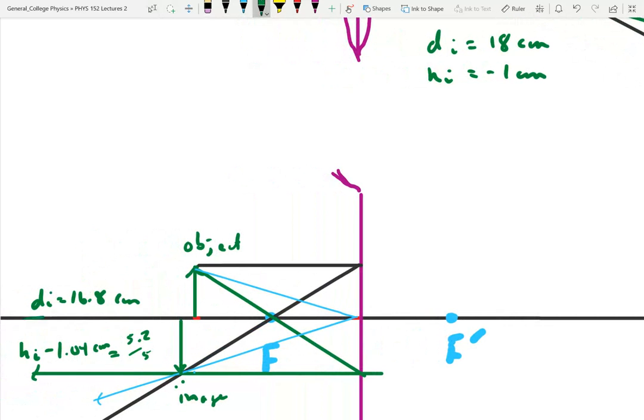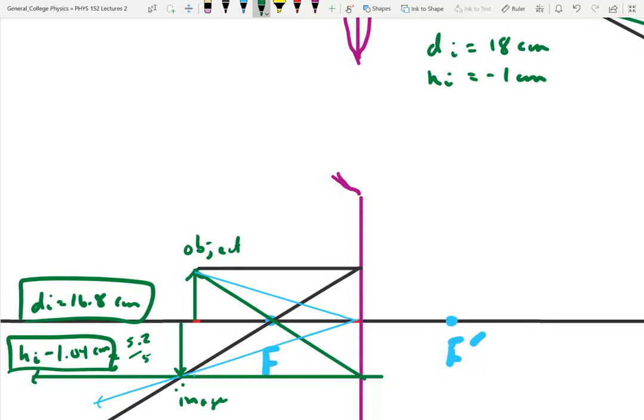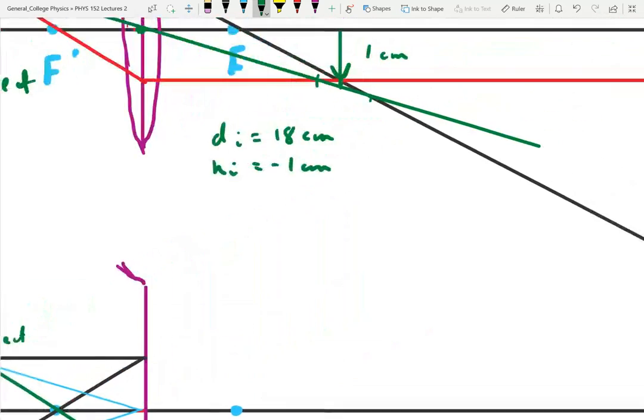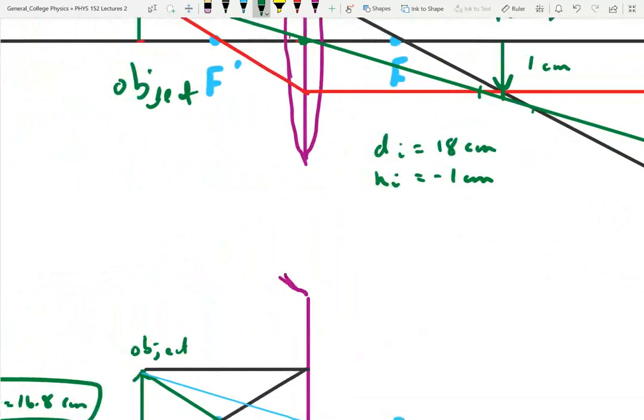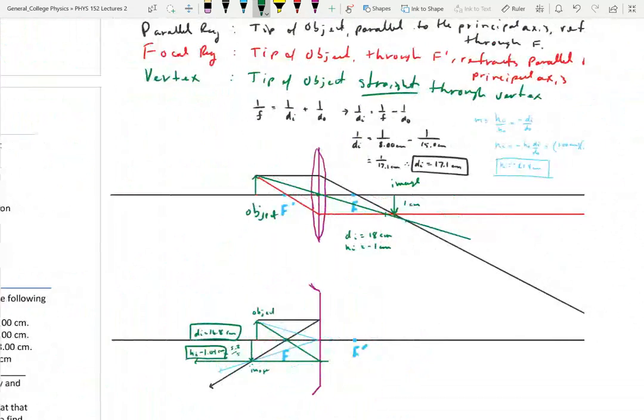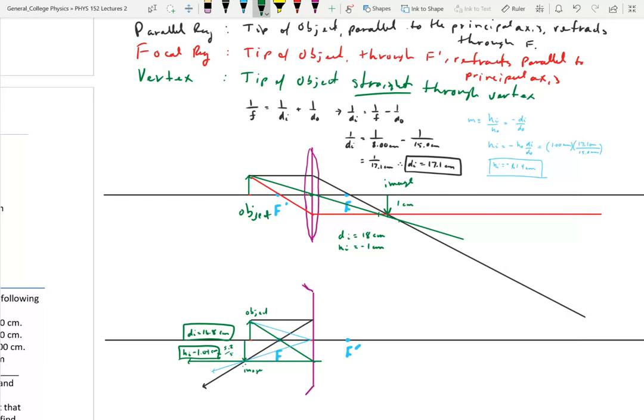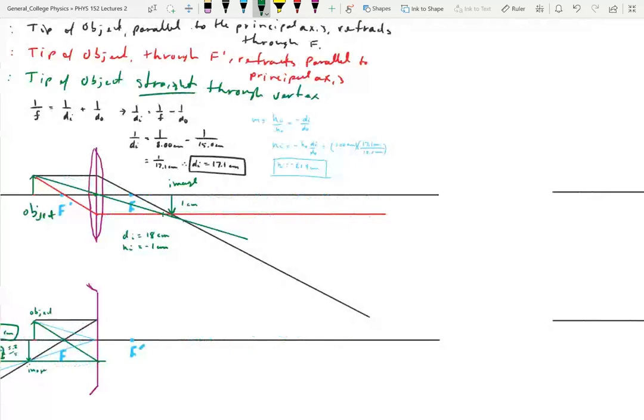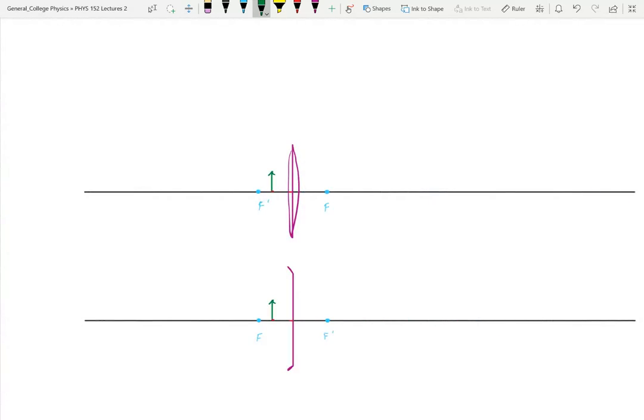Now, there's my two answers. The value should have been the same as I had before. And so the correct answers were, again, 17.1 for the distance image and minus 1.14 for the height. So that's our first set. That was a converging optic with the object farther than one focal length away. Now this next set, B, is everything the same except for the object is closer than one focal length.